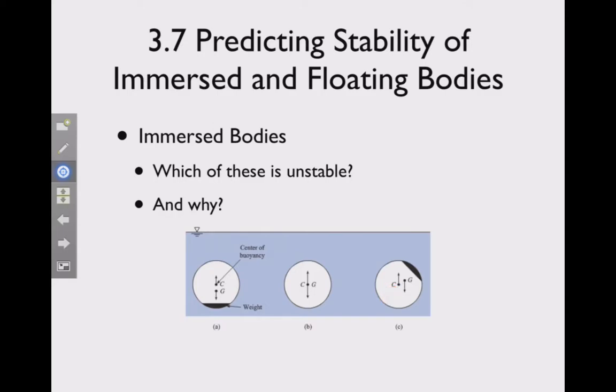So I think it's pretty obvious that condition C is the one that's unstable. And in fact, this is unstable over here. This condition is stable. But what's interesting is this condition here in the middle is actually what's called neutral.